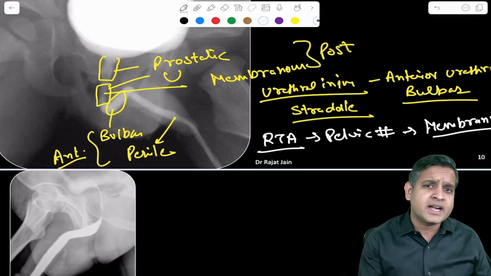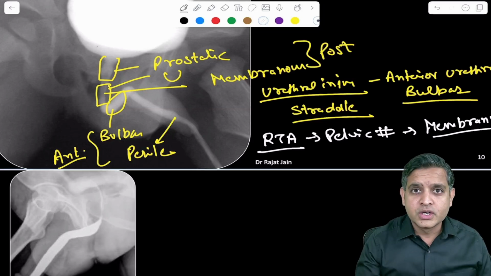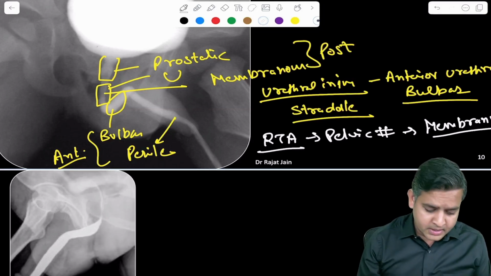These are very standard questions of the paper. These are the low hanging fruit. You cannot afford to miss any number in this particular part.